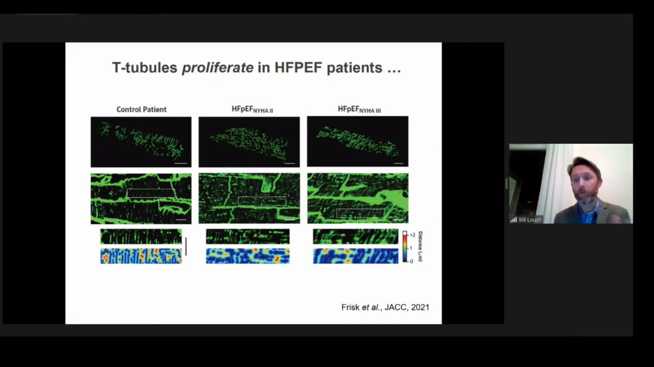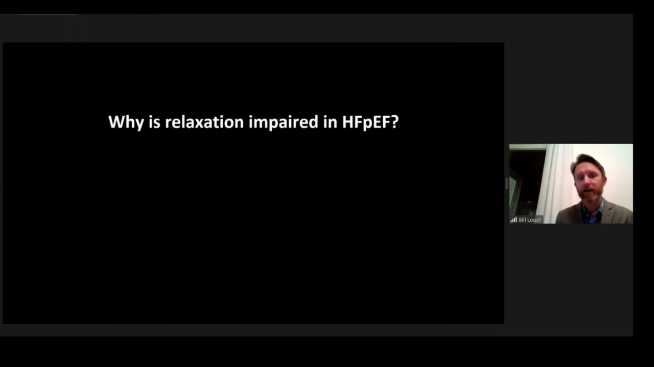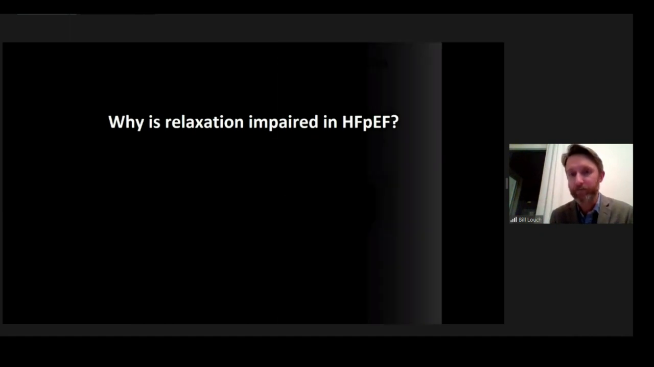Supporting that the high wall stress that happens in HFrEF is an important signal that causes the T-tubule loss. Now, remember I told you though that in HFpEF, the problem is not with the contraction of the heart, it's with the relaxation of the ventricle and the filling with blood. So we wonder if this could be traced to other problems with calcium homeostasis.